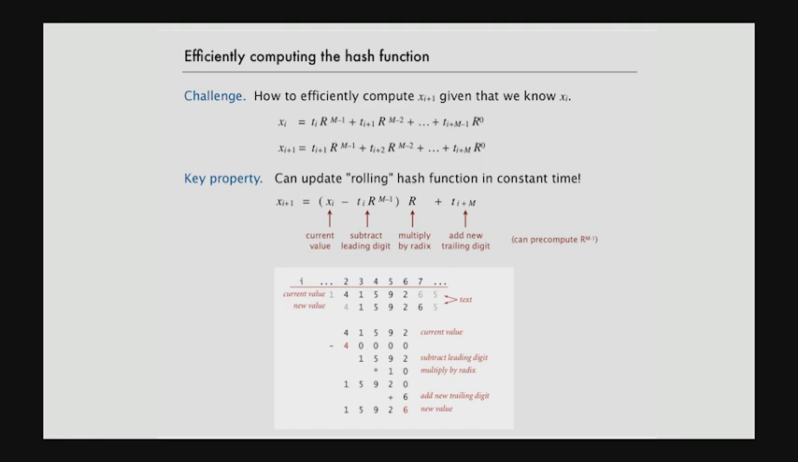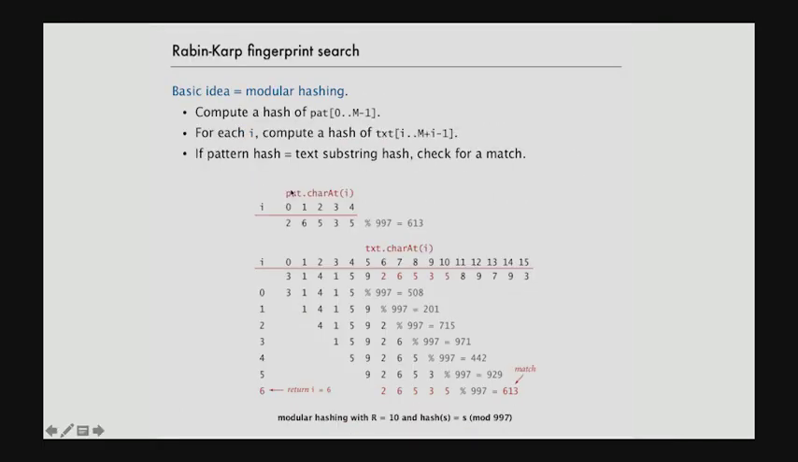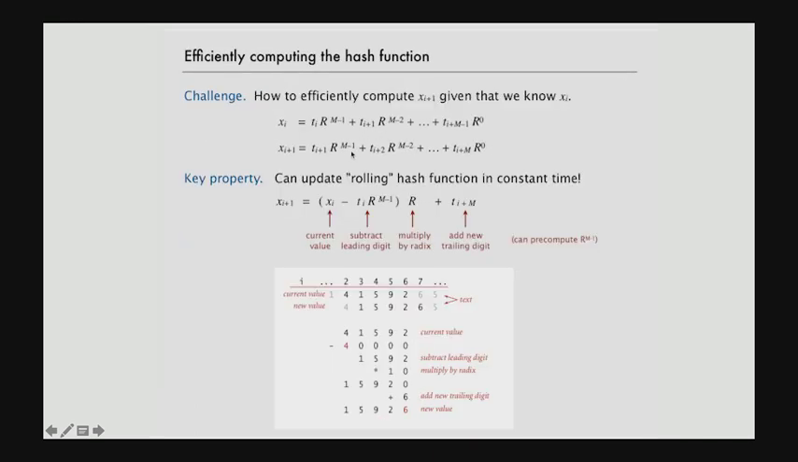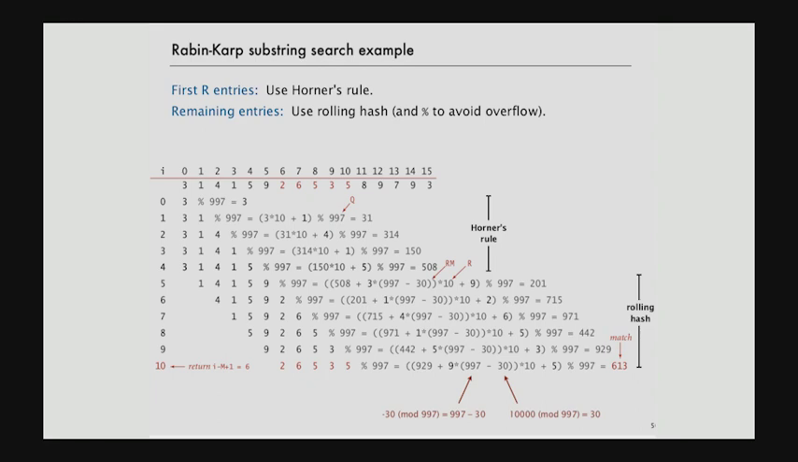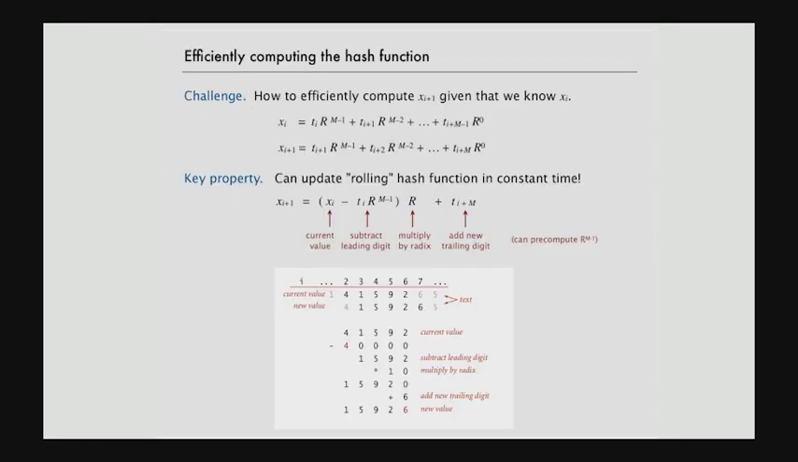Then there is one question: how to efficiently compute these hashes? There is one formula which says that because we have many common digits, we can create a new hash using the previous hash. So how does it work? Let's look.